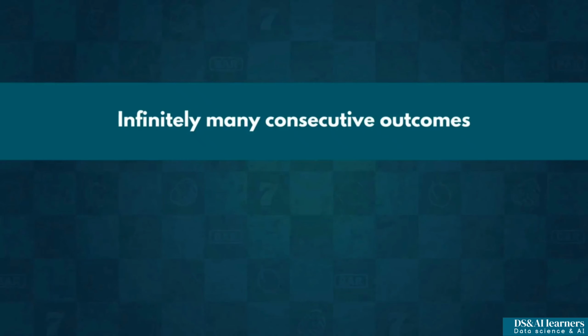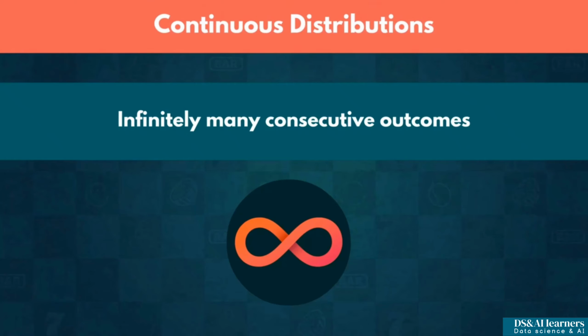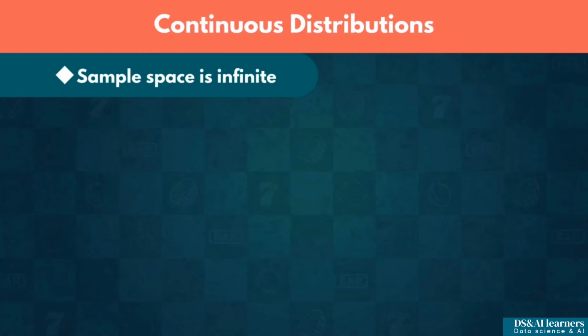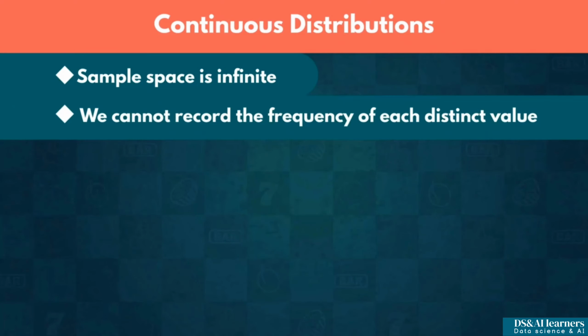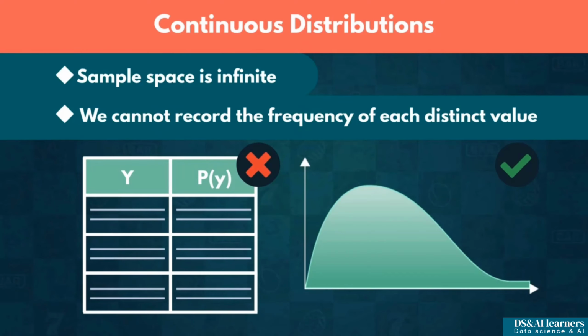Hello again. When we started this section of the course, we mentioned how some events have infinitely many consecutive outcomes. We call such distributions continuous, and they differ vastly from discrete ones. For starters, their sample space is infinite. Therefore, we cannot record the frequency of each distinct value. Thus, we can no longer represent these distributions with a table. What we can do is represent them with a graph.